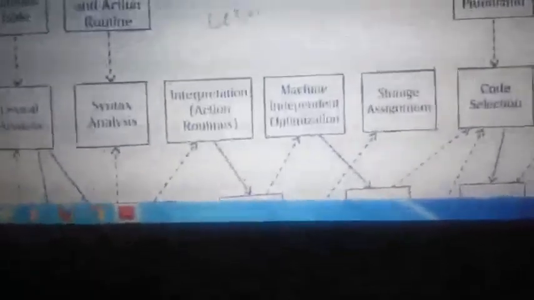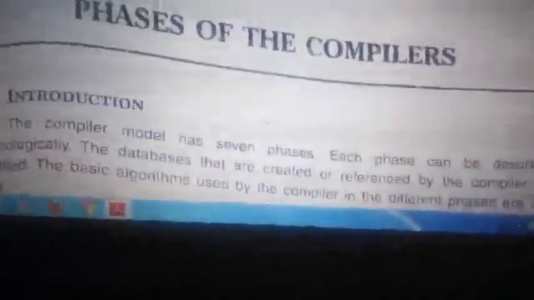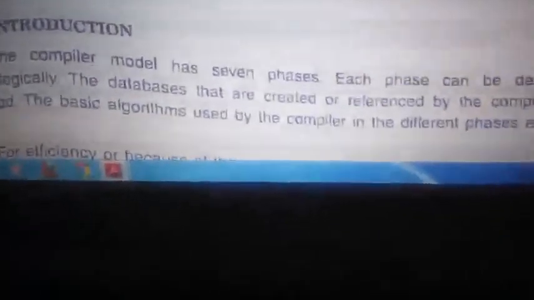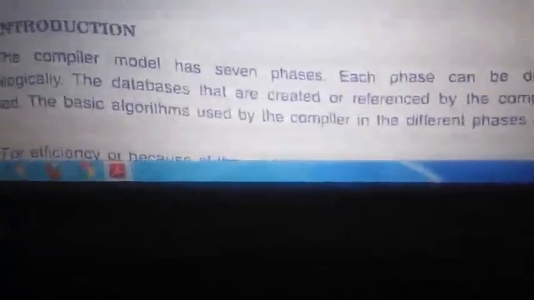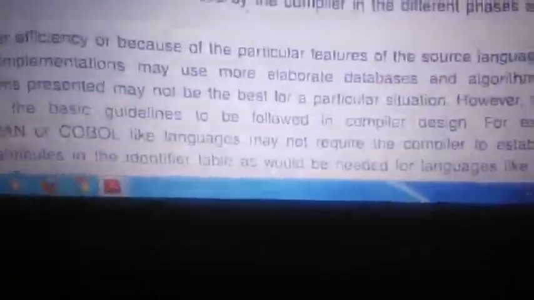So in this chapter we are learning individually all the phases. Clear? We'll see individually what the database is and what algorithm is followed in each phase. So that is the next chapter, phases of the compiler, in which all the 7 phases are discussed. We know that a compiler consists of 7 phases, right? In this chapter we discuss the database and the algorithm of each different phase, and how the algorithm and the database are created.